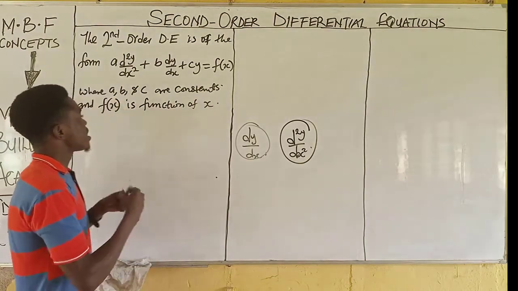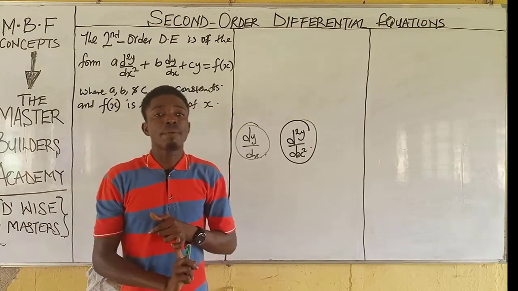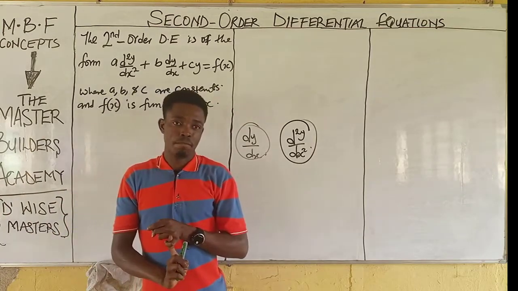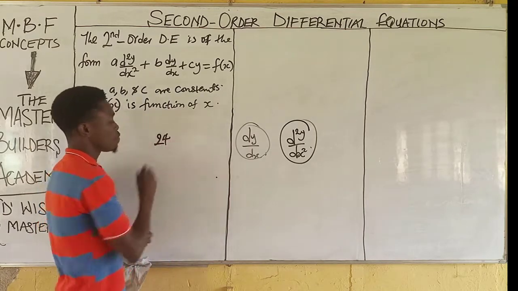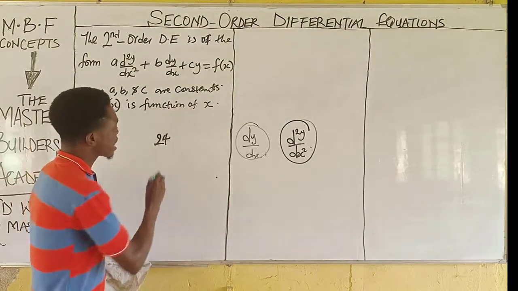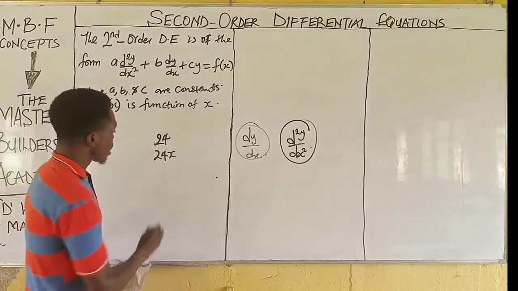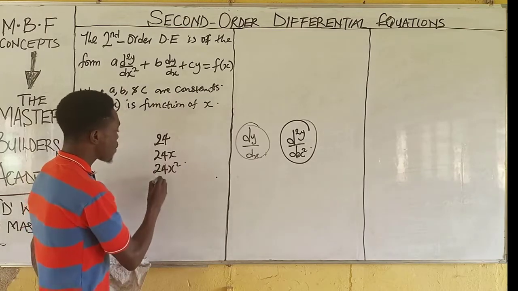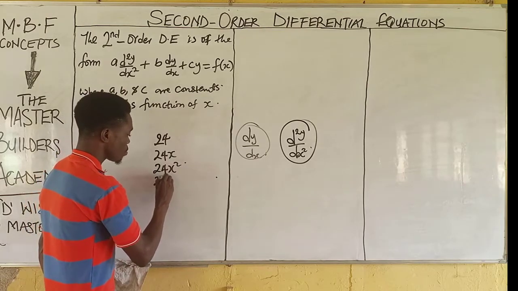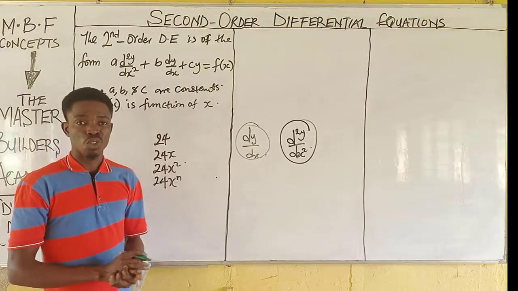So for this function of x, f of x can be a constant. When I mean a constant, it can be 24. This is a constant. The function can be a linear equation, a quadratic equation, or a polynomial equation of degree n, where n is greater than 2.